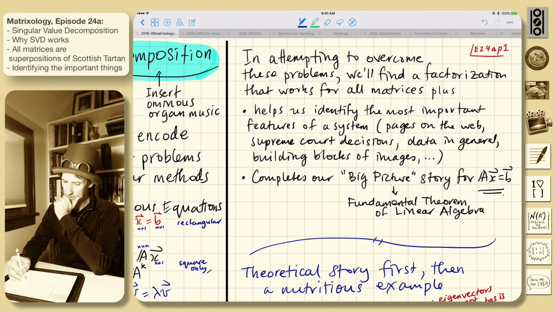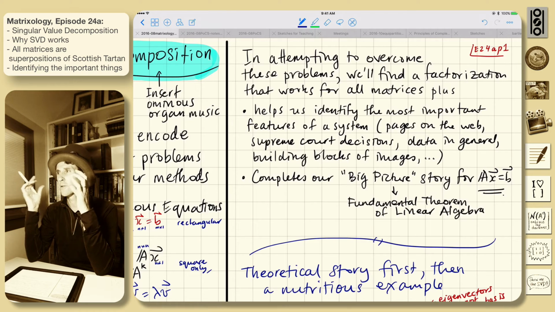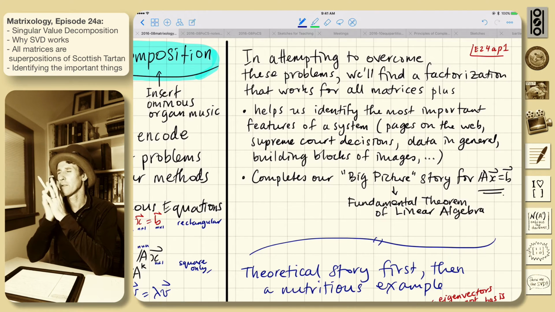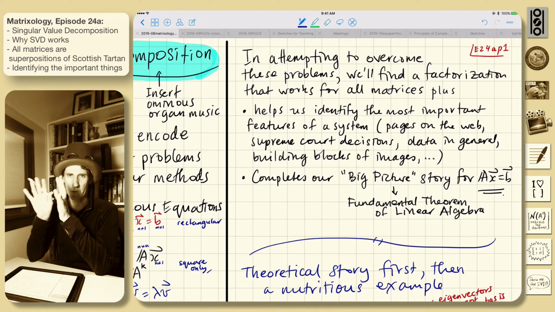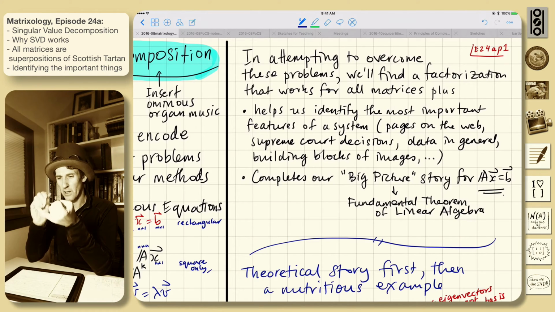So, right, we want to move back to Ax equals b. We want to think about that and see how we could use diagonalization there. So we're going to get to a factorization that will help us in a number of ways. It works for all matrices, and it will help us in particular with data compression or for finding the most important elements of a system.